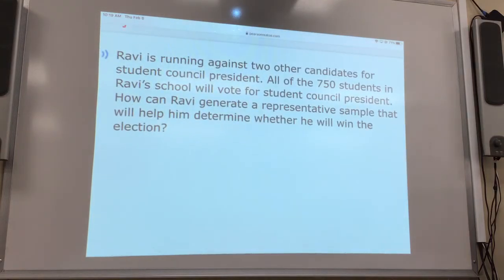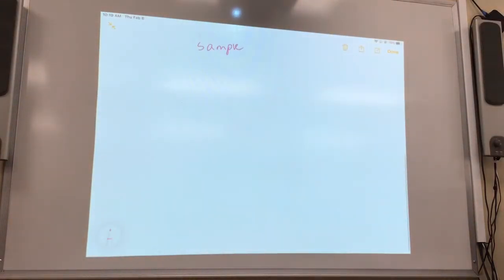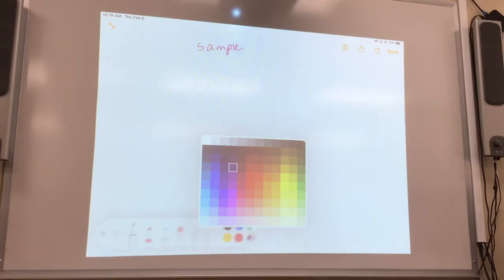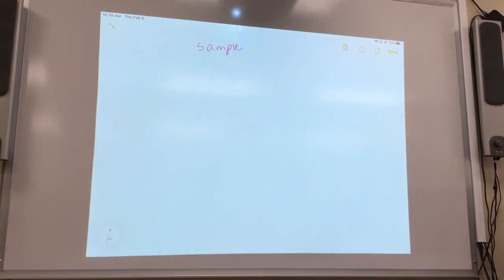A different scenario. We're not talking about Morgan anymore. Ravi is running against 2 other candidates for student council president. All of the 750 students in Ravi's school will get to vote for student council president. How can Ravi generate a representative sample that will help him determine whether he might win the election? So first, I want you to write down a few things or come up with some ideas. So in Ravi's example, this is example 1. What is the population?